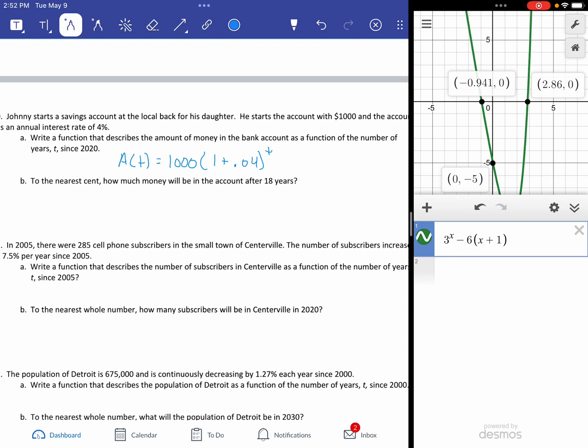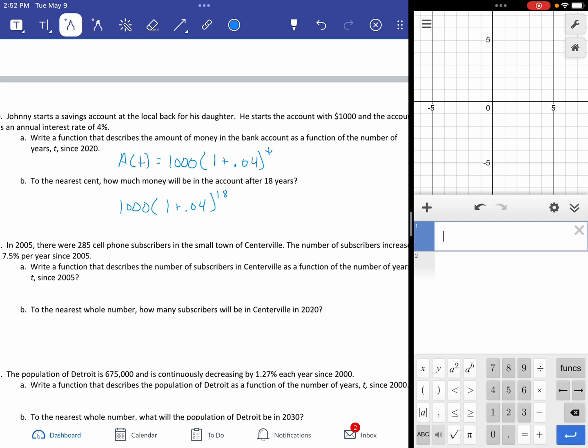There you go. So if I want to find, to the nearest cent, how much money would be in the account after 18 years, I do 1,000, 1 plus 0.04 to the 18 years. So let's get rid of this equation and put that in. So I have 1,000 times 1 plus 0.04 to the 18th power. And there we go. $2,025.82. Okay.